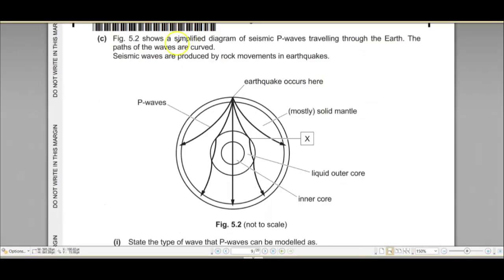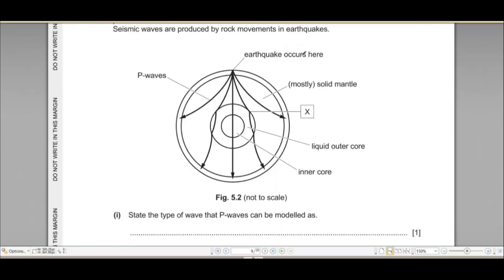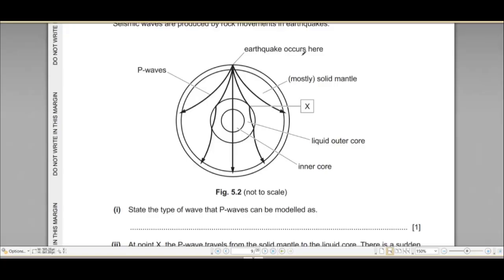So moving on, part C. Figure 5.1 shows a simplified diagram of seismic P waves traveling through the earth. The paths of the waves are curved. Seismic waves are produced by rock movements in earthquakes. Okay. So state the type of wave that P waves can be modeled as. P waves actually are longitudinal waves. These P waves come under longitudinal waves, and S seismic waves come under transverse waves.